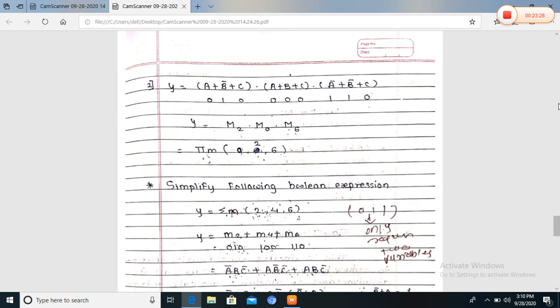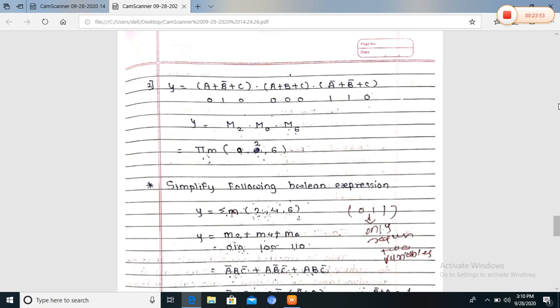Each individual term of POS is represented as a max term. So 0 1 0 means 2, so M2. 0 0 0 means 0, so that max term is M0, and 1 1 0 represents 6, so that max term is M6.